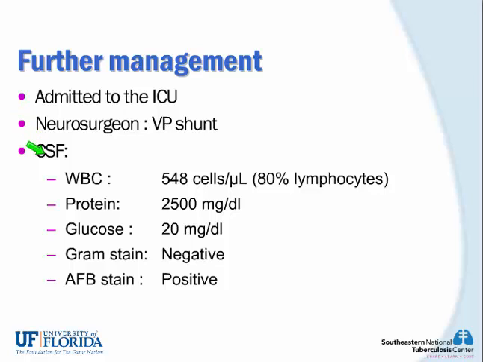Now, these are the findings on the CSF. WBC were 548. Majority of them were lymphocytes. She had high protein in the CSF, very low glucose. The gram stain was negative. Acid-fast bacilli stain were positive.